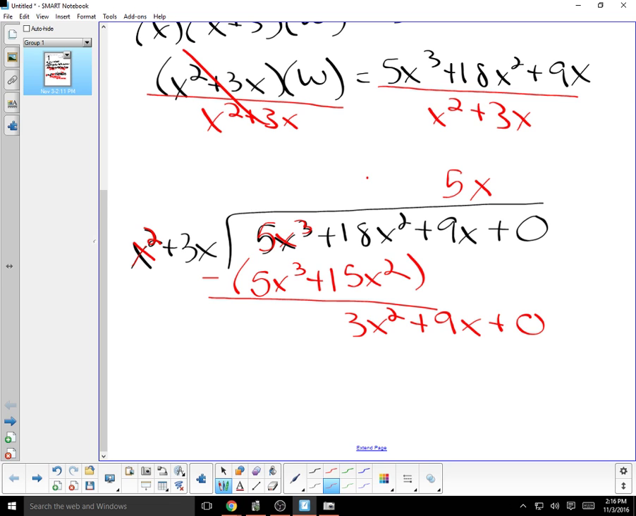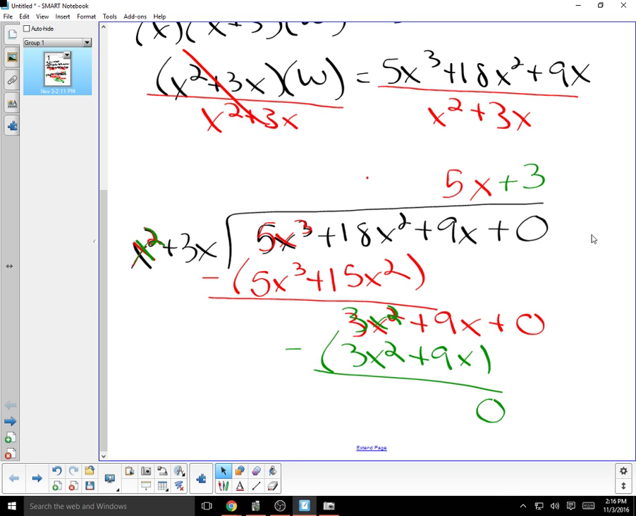And I just wash, rinse, repeat. 3x squared divided by x squared gives me plus 3. 3 times x squared is 3x squared. 3 times 3x is 9x. Change my signs. 3x squared minus 3x squared is 0. 9x minus 9x is 0. 0 minus 0 is 0. Therefore, I have no remainder, which means that's the quotient right up there. Therefore, the width of that box is 5x plus 3.